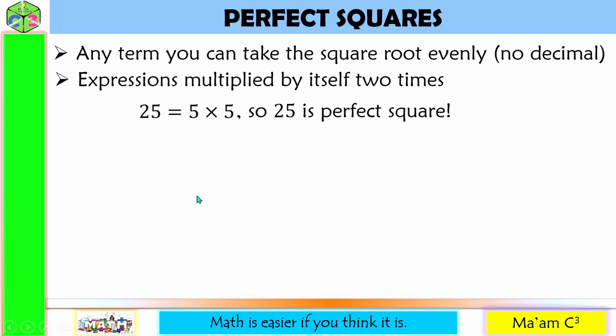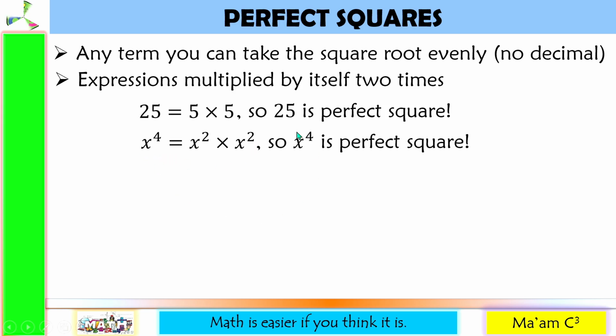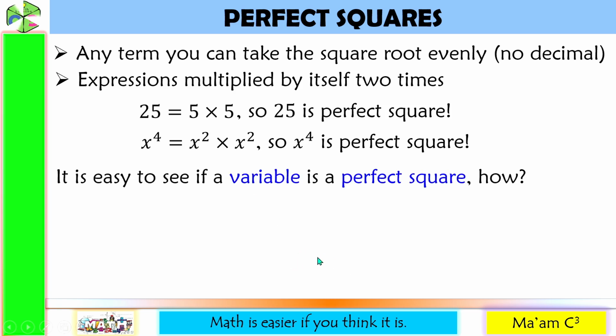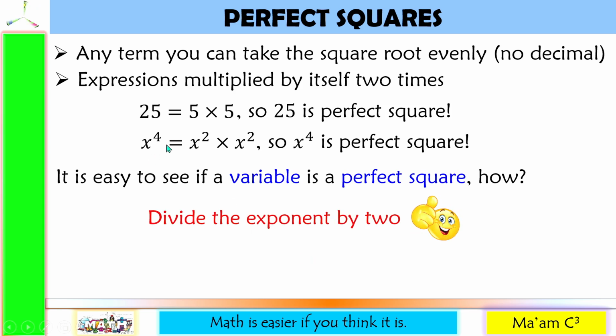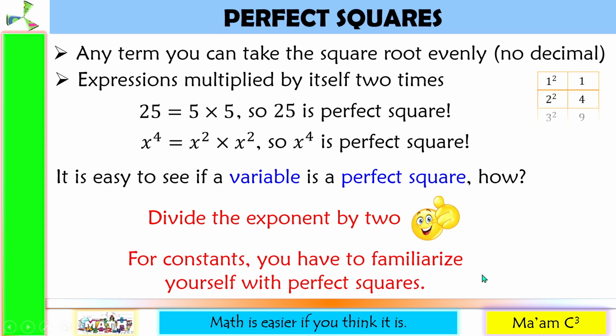Let's have another one. X to the fourth is equal to x squared times x squared. So x to the fourth is a perfect square because we were able to take the square root of x to the fourth and multiply it 2 times. It is easy to see if a variable is a perfect square. You may ask how? Simply divide the exponent by 2. Now, how about for the constants? You have to familiarize yourself with perfect squares, such as this.